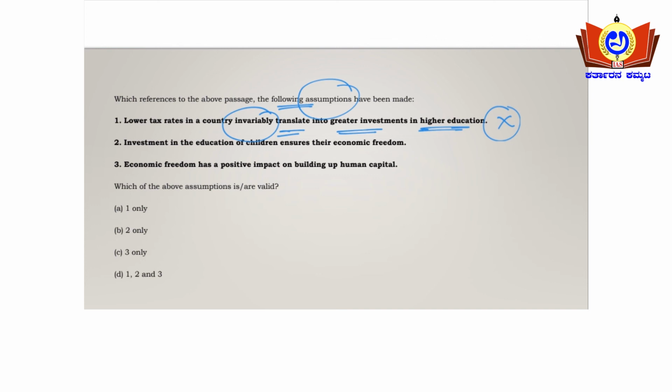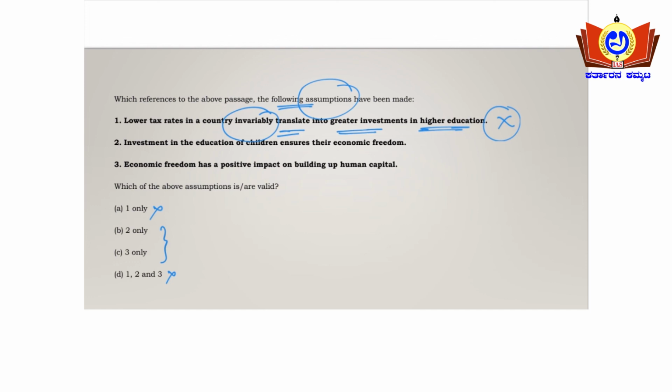The statement is telling that lower tax rates in a country invariably translate into greater investment. That is, it says that with lower tax rates, 100% of the investment goes to the higher education. So the first statement is wrong here. Option A is wrong and option D is wrong here. With 2 and 3 we need to find out.